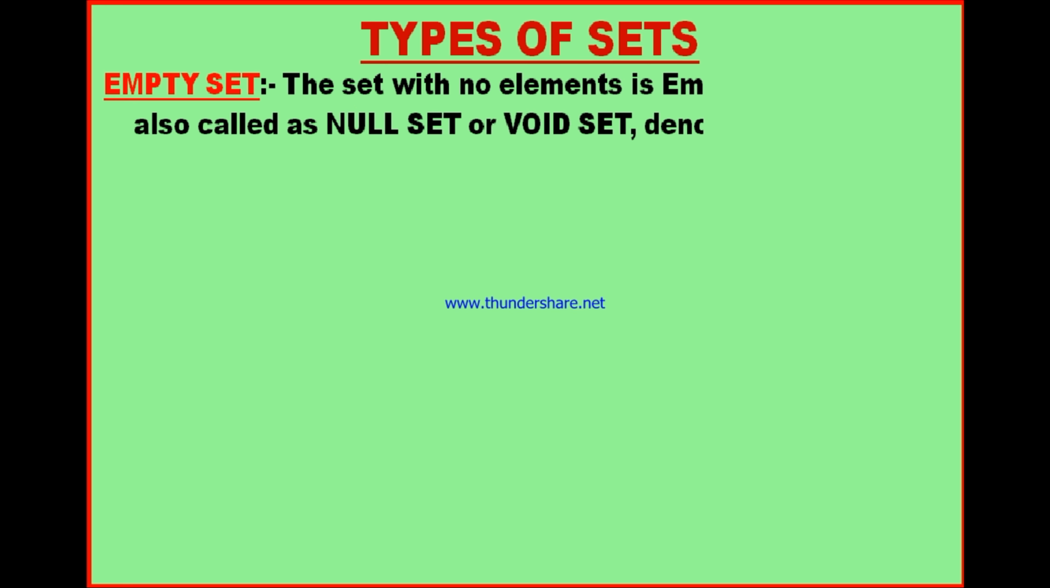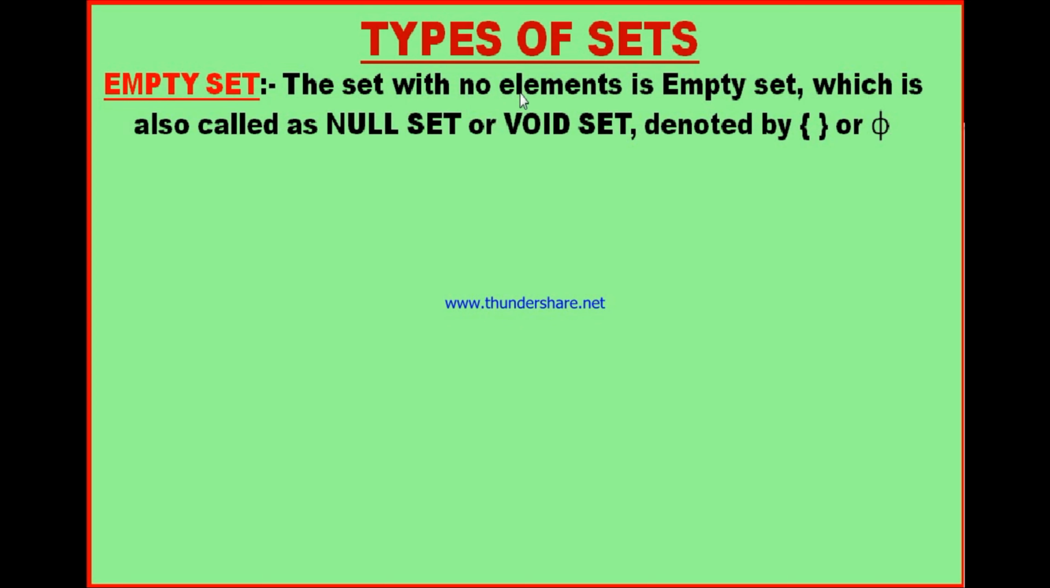The first type of set is an empty set. The set with no elements is called an empty set, which is also called a null set, or a void set. It is denoted by set brackets with no elements or the symbol phi. You should read this as phi.